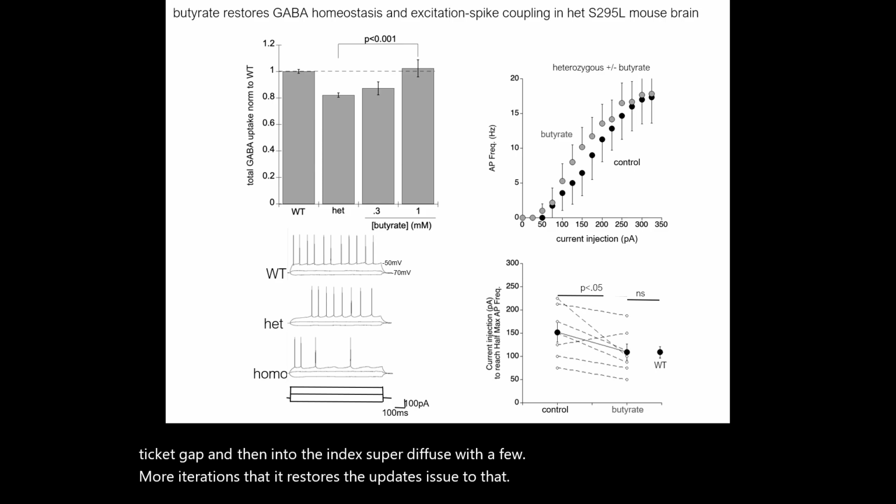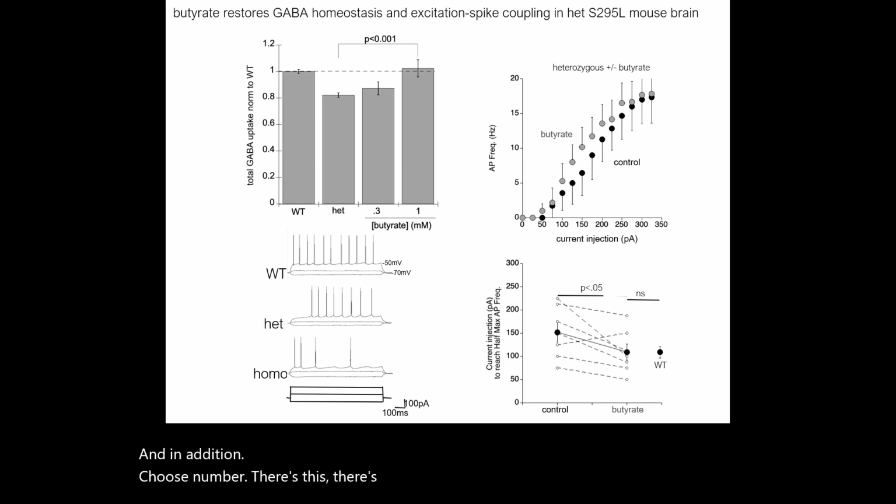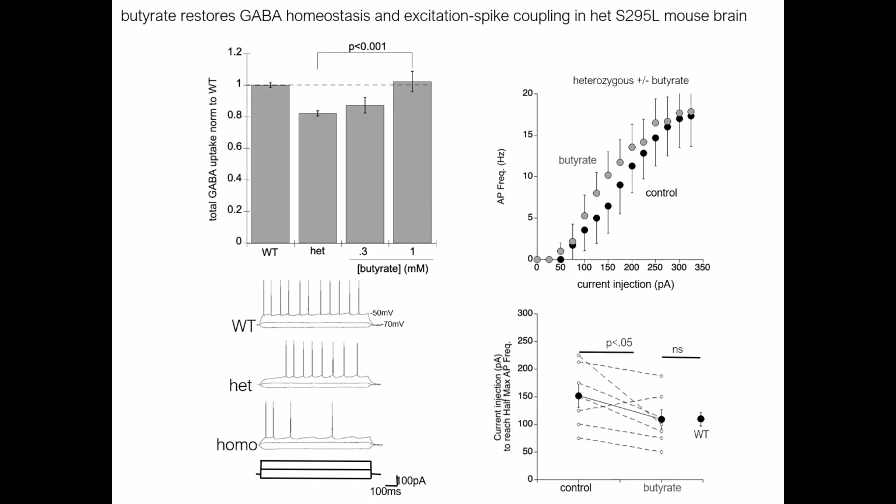And in addition, if you remember, there's this impaired excitation spike coupling. And if we look at the effect of butyrate on the spike coupling, you can see that in the heterozygous mice, butyrate restores the spike coupling to wild type levels as well, which means that if you compare the control, these are the het animals, the control, and with butyrate, the efficiency of excitation spiking is restored to wild type levels.